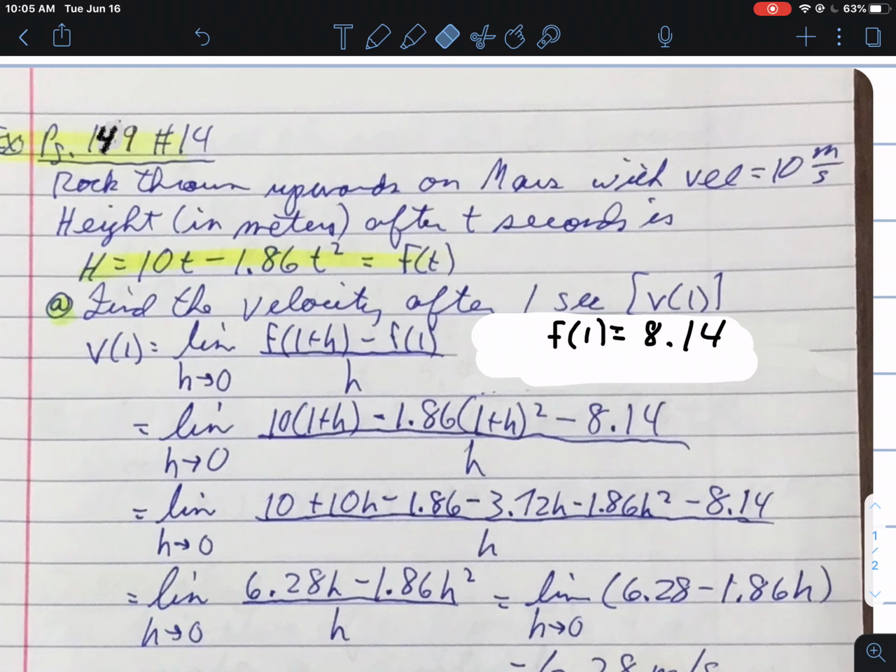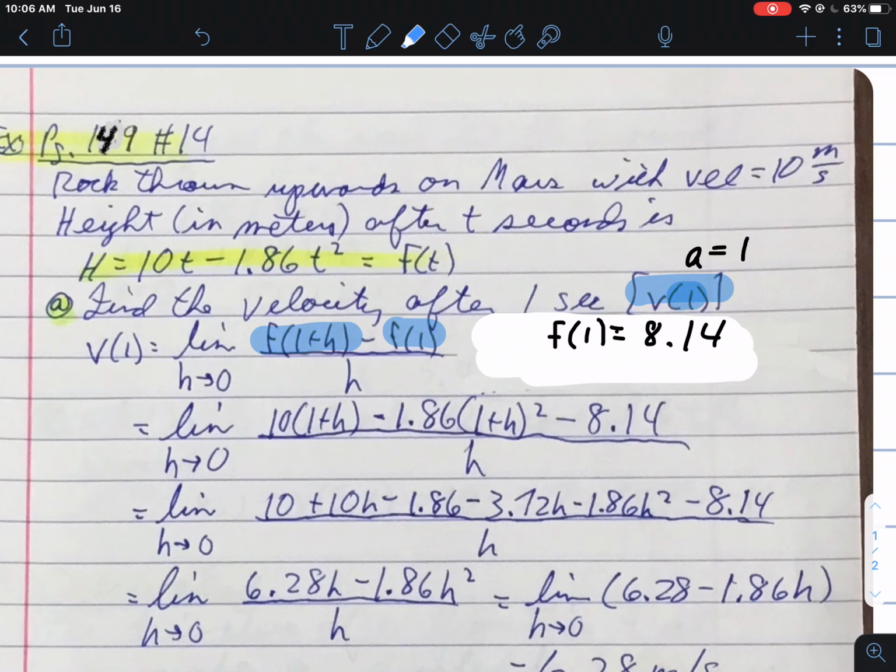So question part A, find the velocity after 1 second. So we're looking for v of 1. And what is the velocity after 1 second? That's v of 1. Here's our velocity function. V of t is the limit as h approaches 0 of f of t plus h minus f of t over h, or f of a plus h minus f of a over h. So in this case, since I'm looking at the velocity at 1 second, or v of 1, there's our a value. So I'm just going to plug that into our definition. So our f of a plus h becomes f of 1 plus h minus f of a, which is f of 1, all over h.